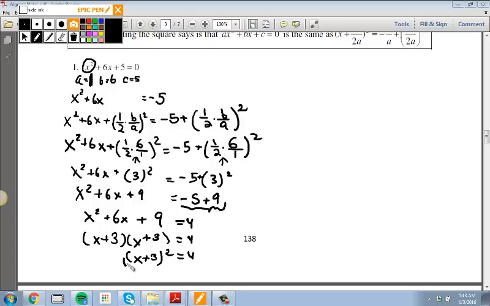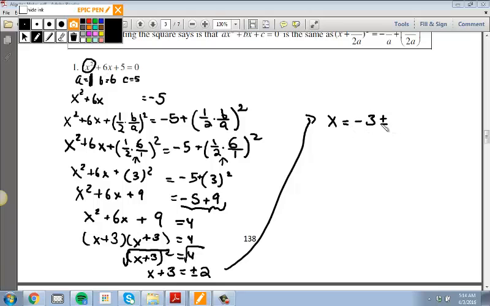Then I'm going to combine the factoring that I just did with the square root method and take the square root. So x plus 3 is equal to plus or minus the square root of 4, or plus or minus 2. Then I'm going to subtract the 3 from each side, and remember I write the number I subtracted in front of the plus or minus sign, so negative 3 plus or minus 2. That gives me two answers: negative 3 plus 2, and negative 3 minus 2. So my answers are negative 1 or negative 5.